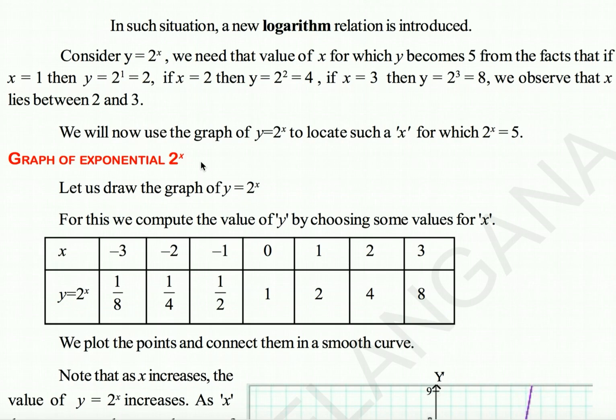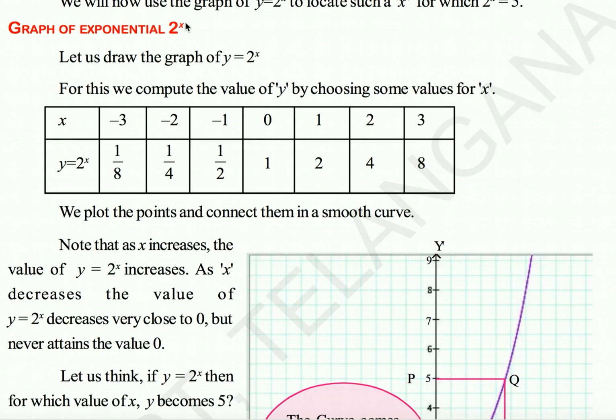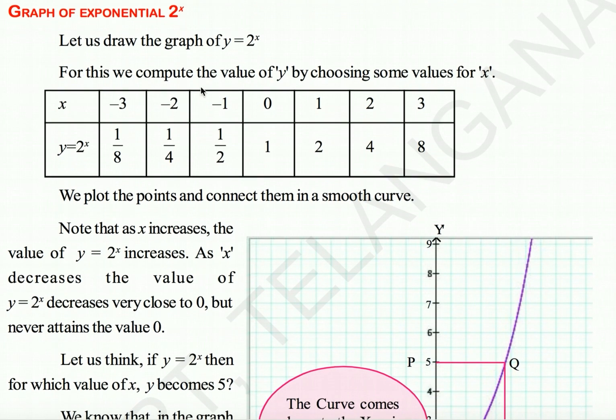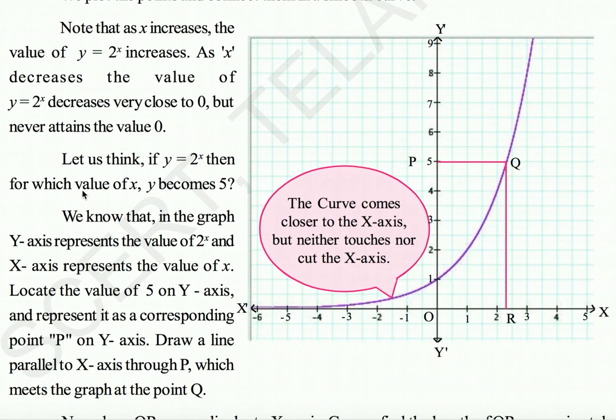We will now use the graph of y equal to 2 power x to locate such an x for which 2 power x equal to 5. So, the graph of exponential 2 power x. Let us draw the graph. Okay, by taking those x values and finding y values, you will get a graph of this nature. Note that as x increases, the value of y equal to 2 power x increases. As x decreases, the value of 2 power x decreases very close to 0, but will never attain the value of 0.